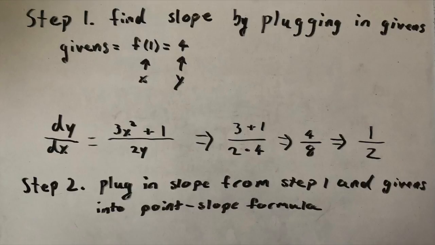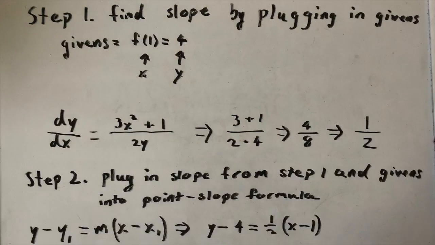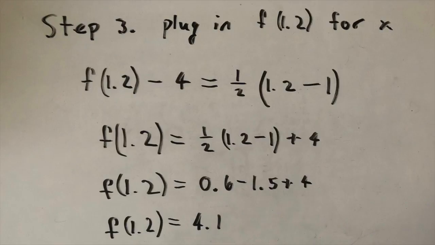Next, you want to plug in the slope and the givens into the point slope formula of y minus y1 equals m parenthesis x minus x1 parenthesis. So it would be y minus 4 equals 1/2 parenthesis x minus 1 parenthesis. After that, you need to plug in f of 1.2 for x and solve. So f of 1.2 minus 4 equals 1/2 parenthesis 1.2 minus 1 parenthesis.